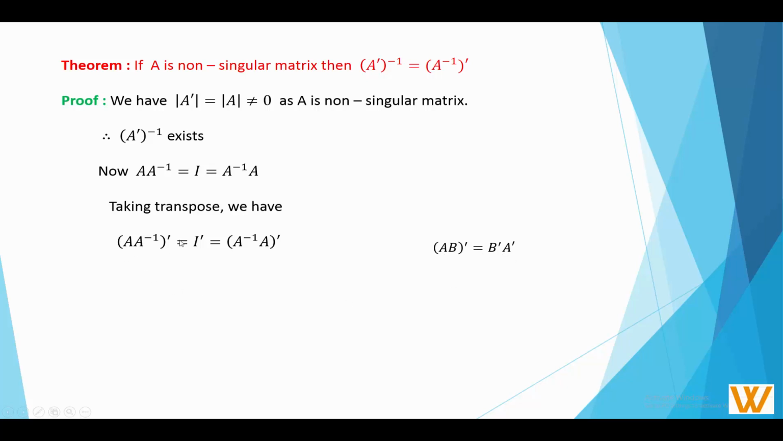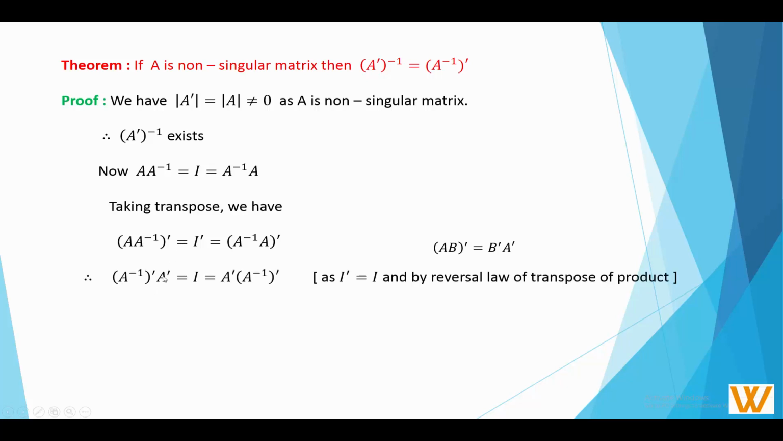So A into A inverse dash is A inverse dash into A dash, equal to I dash, equal to I only, and A inverse into A dash, by using this formula, is A dash into A inverse dash, because I dash is I, by reversal law of transpose of product. Now assume this is B, B into A equals A into B equals I. So these are inverse of each other, meaning A dash inverse equals A inverse dash, because their product is the unit matrix. This is the proof of this theorem.